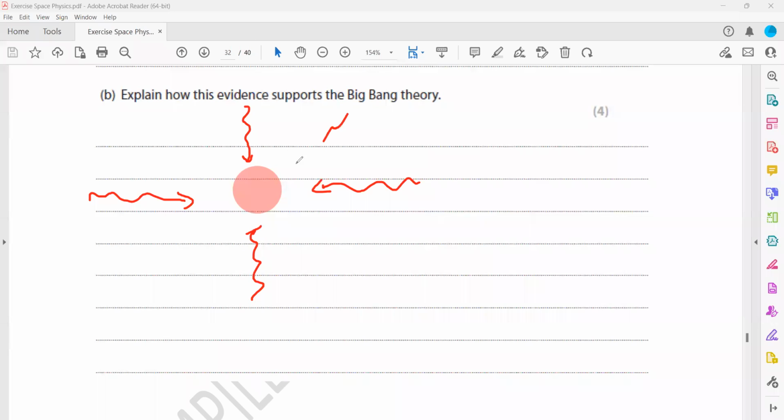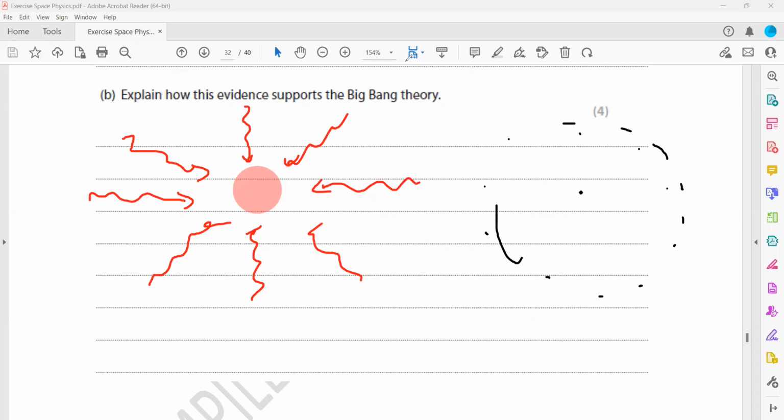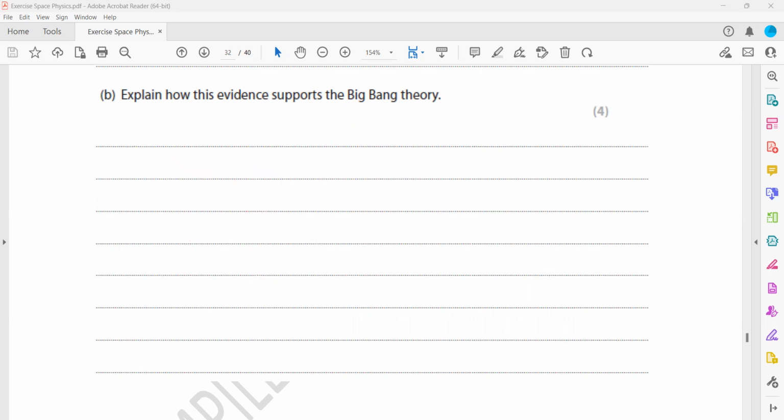So what is the evidence? This is evidence that it all started with an explosion. It was one point, and then it exploded uniformly, conserving the momentum. That's why we receive the same amount of radiation. And the second evidence is that the wavelength is increasing, a redshift, a Doppler shift, which shows that all these particles are moving away from us. This also supports the Big Bang theory, that it started with an explosion and things scattered and moved away from each other.